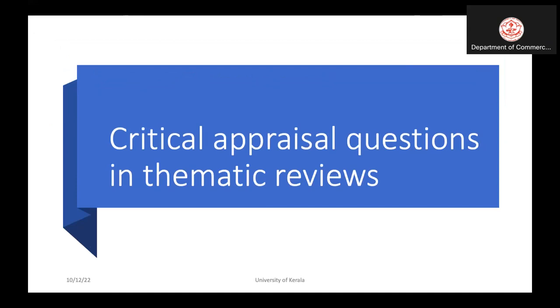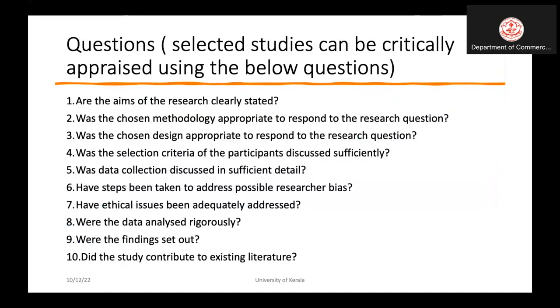Now, critical appraisal questions in thematic reviews. Whenever you find an article or a thesis, you can ask a number of questions. Are the aims of the research clearly stated? That is, whether the research stated the objectives clearly. Was the chosen methodology appropriate to respond to the research question? If the methodology adopted by the author is appropriate, say so. If it is not appropriate, you can state that the methodology is not appropriate. That is critical writing, you know. You can straight away state that the methodology is appropriate or inappropriate. Was the chosen design appropriate to respond to the research question? We can comment on the research design.